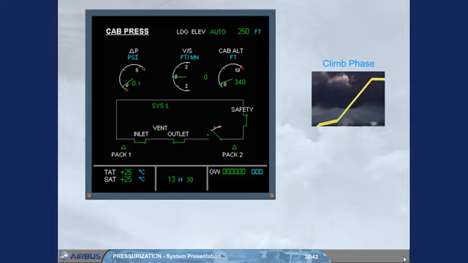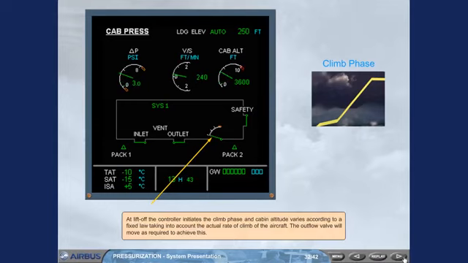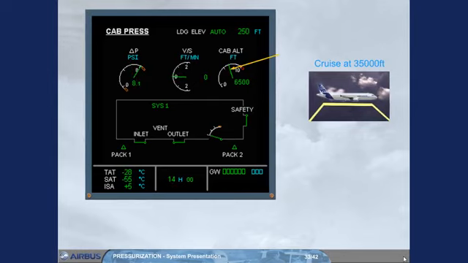At liftoff, the controller initiates the climb phase and cabin altitude varies according to a fixed law, taking into account the actual rate of climb of the aircraft. The outflow valve will move as required to achieve this. Once established in cruise, the cabin altitude and differential pressure will remain steady. The outflow valve will move as required to maintain the cabin altitude. In the example shown, the aircraft is in cruise at 35,000 feet. Notice the values of differential pressure and cabin altitude.